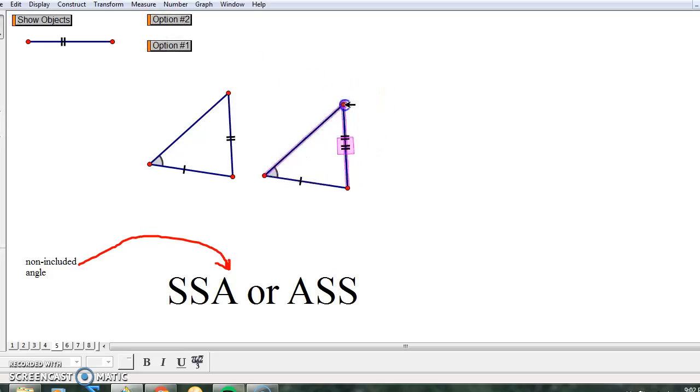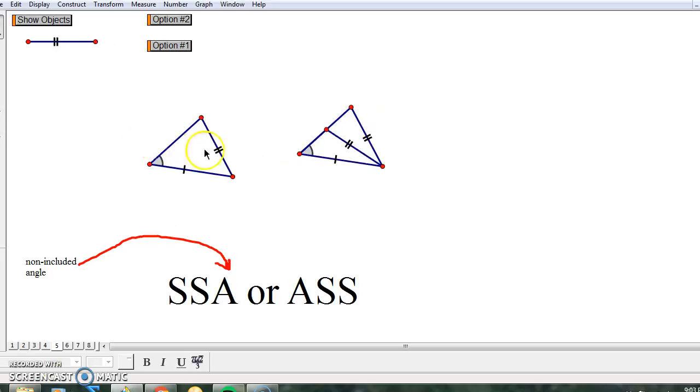Wait a minute. Okay, I figured out my problem. We've got these two sides congruent. Let's go back to option 2. We can see that that side's congruent to that side, that side's congruent to that side, and that angle's congruent, which gives us the side-side-angle configuration.